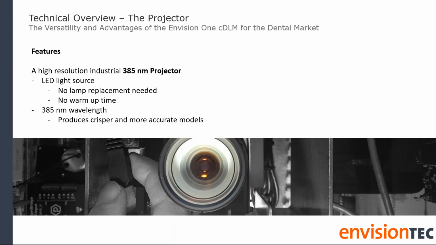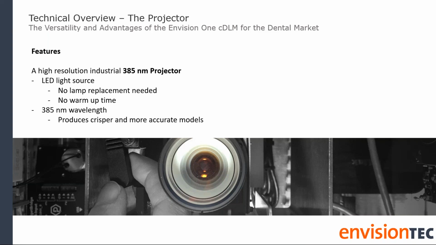So now we're going to talk about the projector. In continuous printing, the light intensity must be powerful enough to penetrate the oxygen-rich liquid zone and relay enough light or energy to the resin above that zone in order to build models accurately and quickly as the build platform advances at more rapid speeds. Which brings us to the next exciting feature of the Envision One, the 385 nanometer projector.